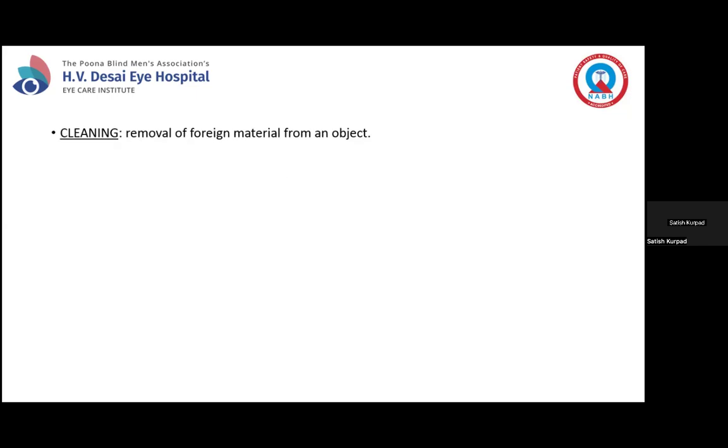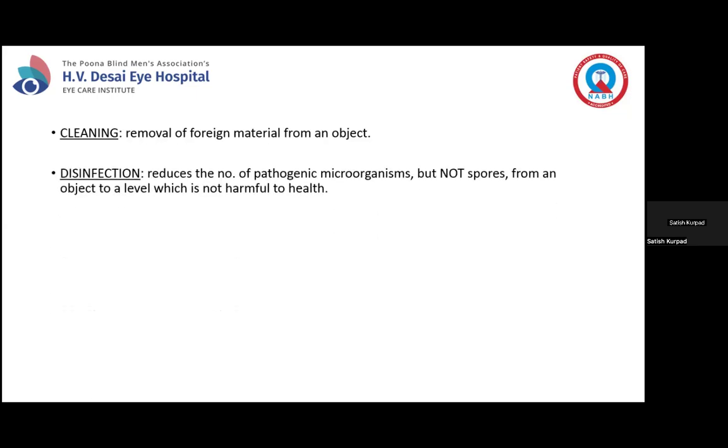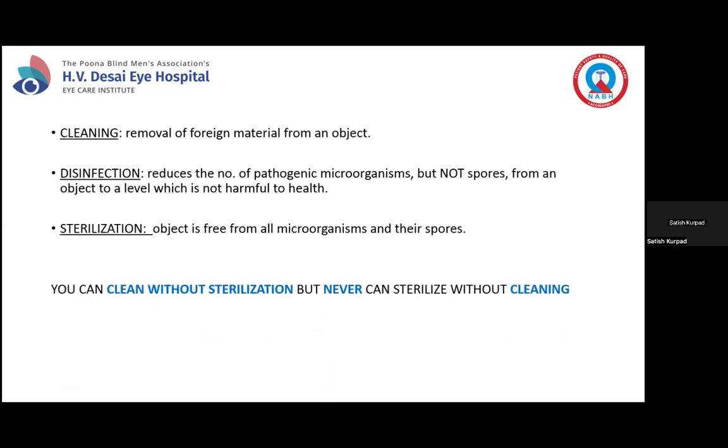Cleaning is the removal of foreign material from an object. It's a very important part. Disinfection reduces the number of pathogenic microorganisms but not spores from any object to a level which is not harmful to health. And sterilization, again, means the object is free from all microorganisms and their spores. But the most important thing is you can clean without sterilization.